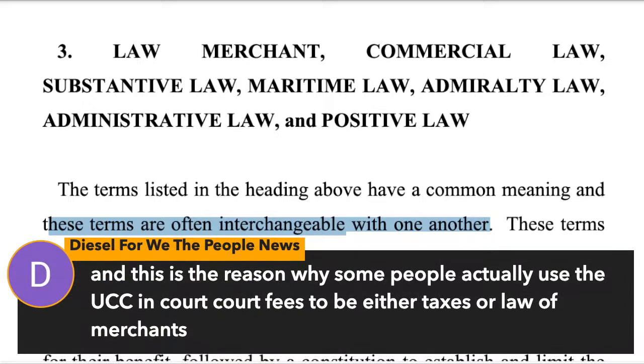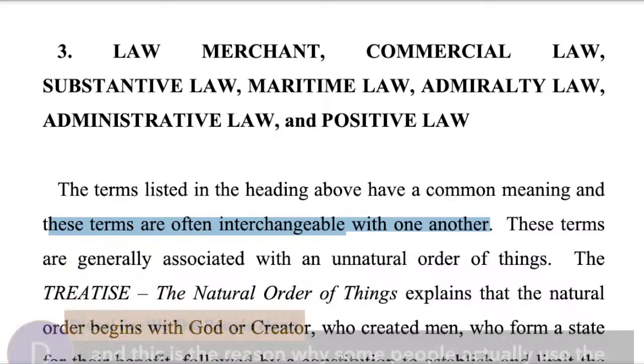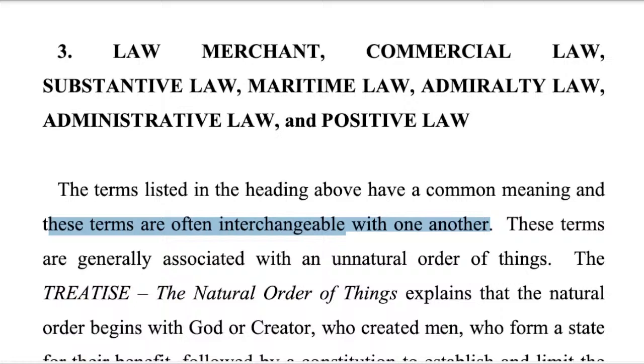Diesel for We the People News says, and this is the reason why some people actually use the UCC in court fees to be either taxes or law of merchants. Not too sure, but I think I got kind of lost in the typos or the speech to text. Nevertheless, let's continue here. You can retype that one in.